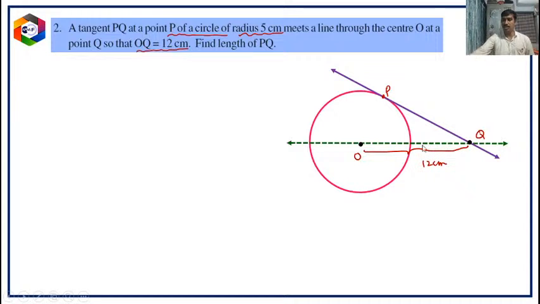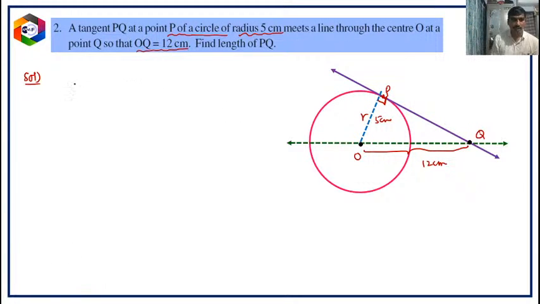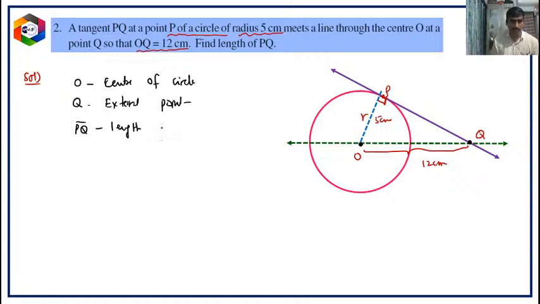And now the radius is also given. Let us observe that here is the radius. This radius is how much? It is 5 centimeters. Now it is very clear. So here in the question we know that O is the center of the circle, Q is the external point, and PQ is the length of the tangent.